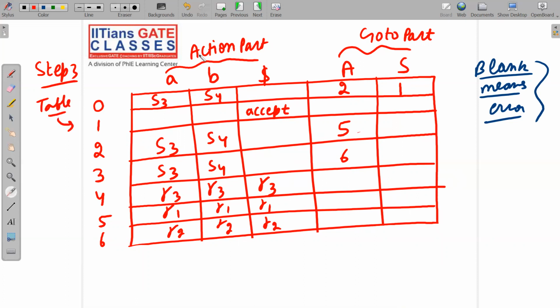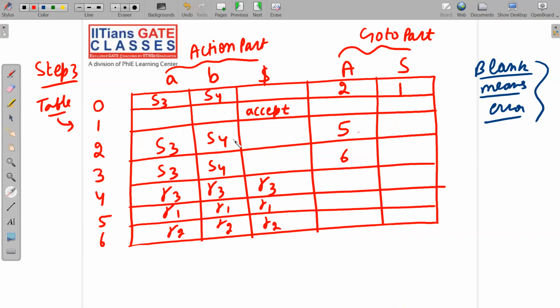Just to summarize, table has 2 parts, action part and go to part. In action part, we use terminals, and in go to part, we use non-terminals. So just see the states of DFA, and accordingly you will fill the table. On terminal symbols on a state, we will use shift moves or reduce moves. Okay, these are reduce moves. So reduce moves are kept in the entire action part. And here we have go to part. So 0 on capital A, that will go to 2. So that means go to state. Like this you have to keep.